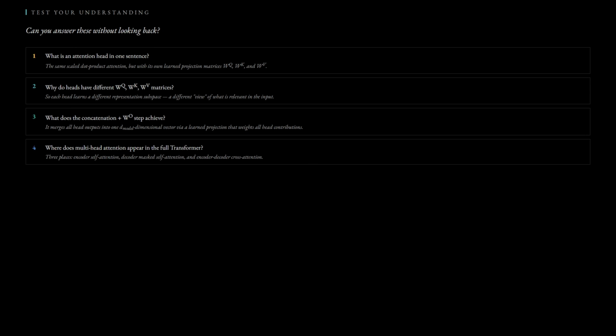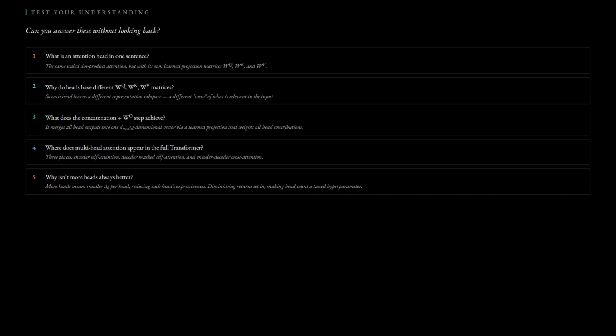Where does multi-head attention appear in the full transformer? 3 places, right? Encoder self-attention, decoder masked self-attention, and encoder-decoder cross-attention. Why is more heads not always better? Because d_k equals d_model divided by h. Increasing h reduces d_k, and a head with a very small d_k lacks the capacity to learn a useful projection. Diminishing returns set in and performance peaks at some intermediate head count.